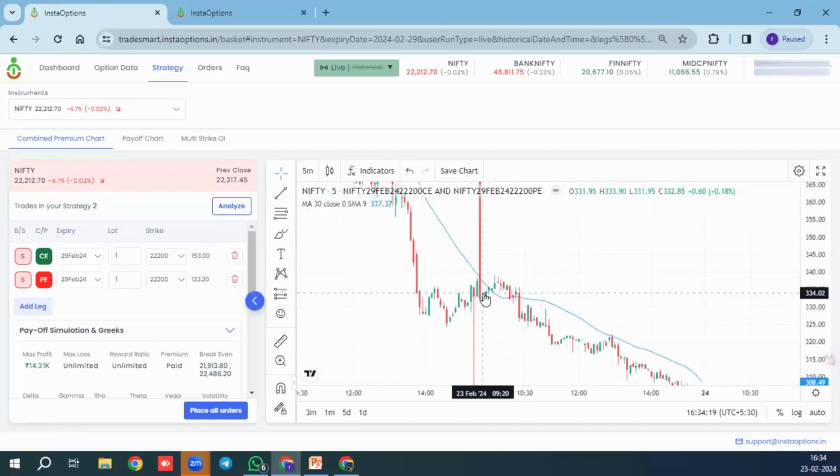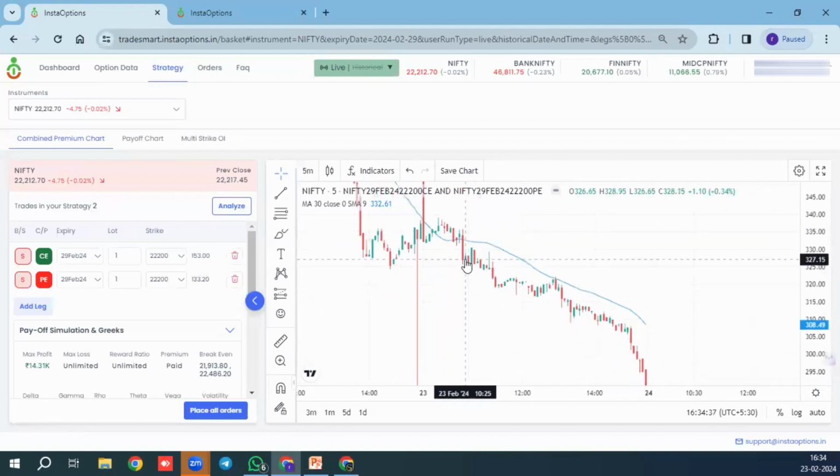So here we'll see how many stop losses we have taken today. One entry, stop loss, right? So the stop loss is very less, only 3 or 4 points. Then again one entry, then stop loss. We can see here the stop loss is again 4 points. Then here one entry, your stop loss was maybe around 10 points.